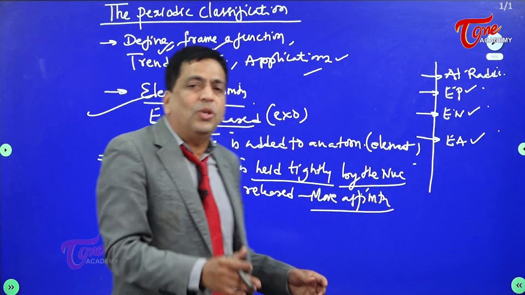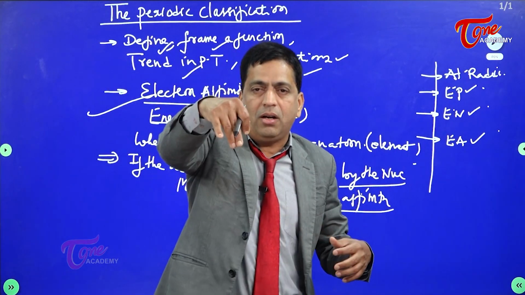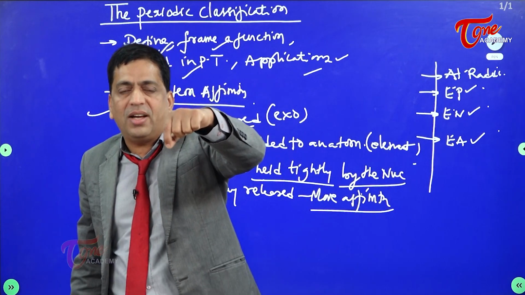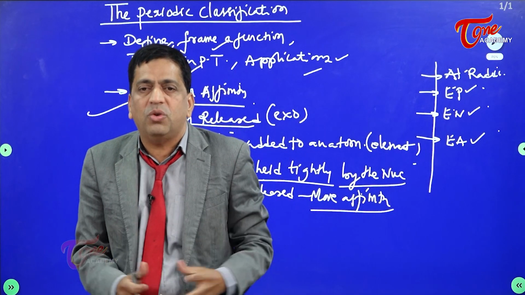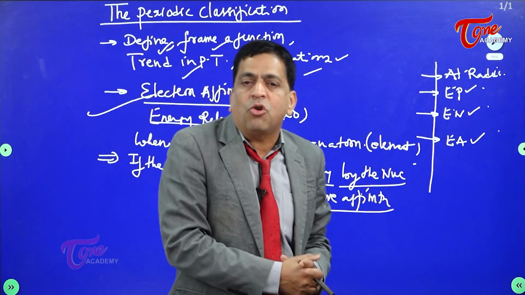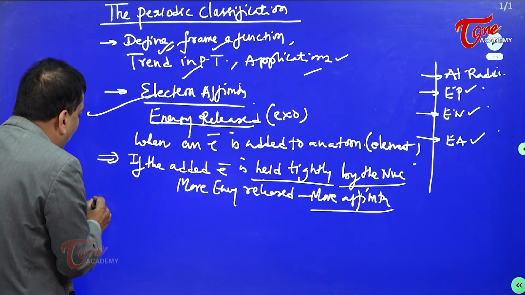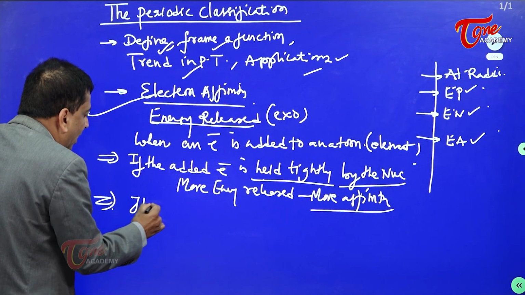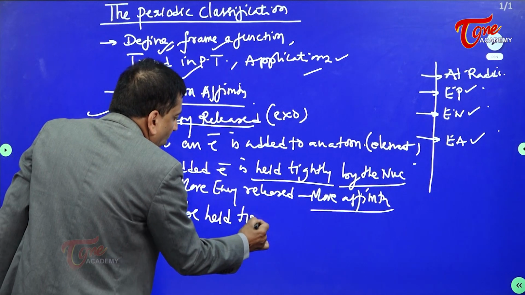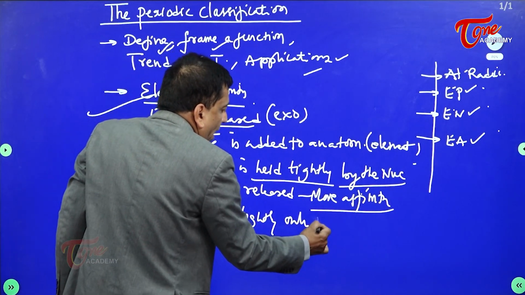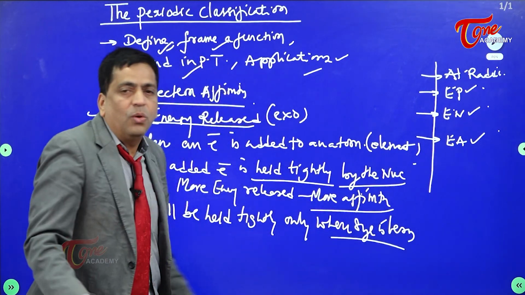If you add an electron, it is negatively charged. When you add it, someone is catching it. The only thing which catches the electron is, of course, the nucleus, which is positively charged. So if the added electron is held very tightly by the nucleus, then more energy is released. And remember, it will be held tightly only when the size is less.